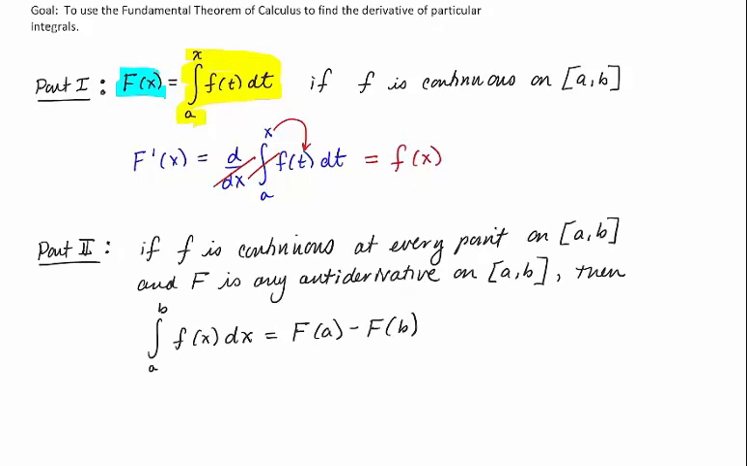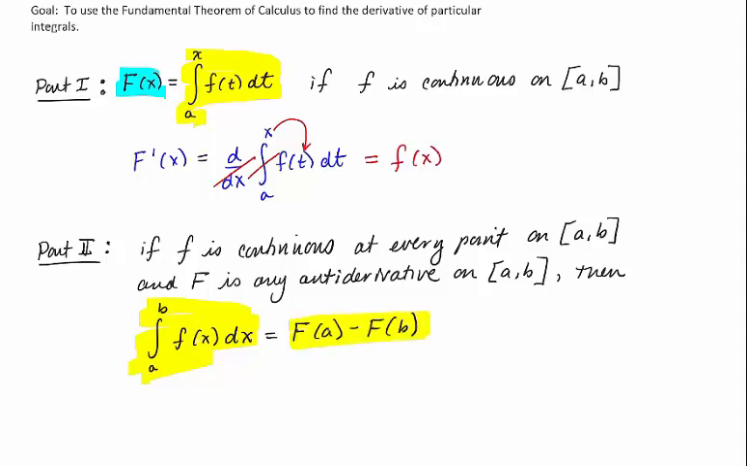Before we get to that next example, let's take a look at part 2 of the fundamental theorem of calculus. Now, we're still talking about our little f and our big F, so if little f is continuous at every point on a closed interval from a to b, and big F is any antiderivative on the closed interval from a to b, then we know that the integral from a to b of little f of x dx is going to equal big F of a minus big F of b.